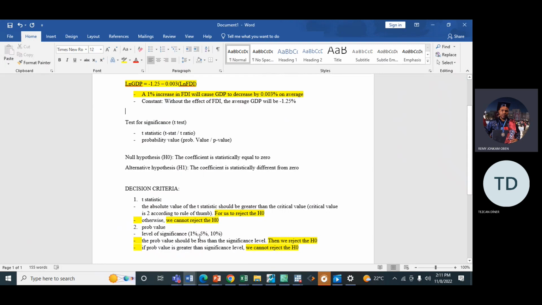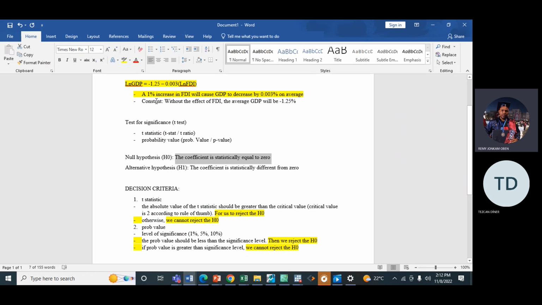Come back here and see the decision criteria. If it is greater than 2, we reject. But if it is not greater than 2, then we cannot reject, right? So since that 0.06 is not greater than 2, therefore we cannot reject the null. So we cannot reject the fact that the coefficient is statistically equal to 0. What is the null? The null says the coefficient is statistically equal to 0. If we cannot reject this null, it means we cannot reject the fact that it is statistically equal to 0. Therefore, it is statistically insignificant, right? And since it is insignificant, we cannot interpret it.